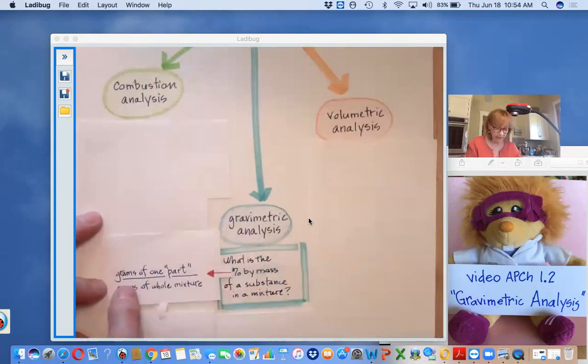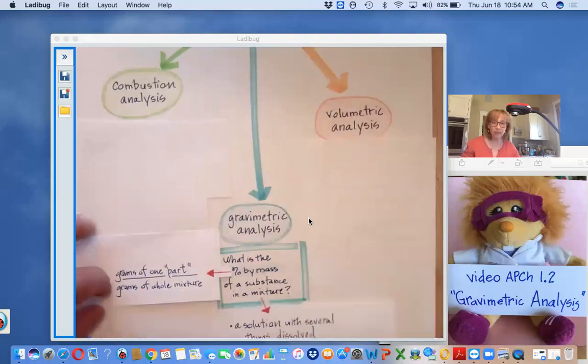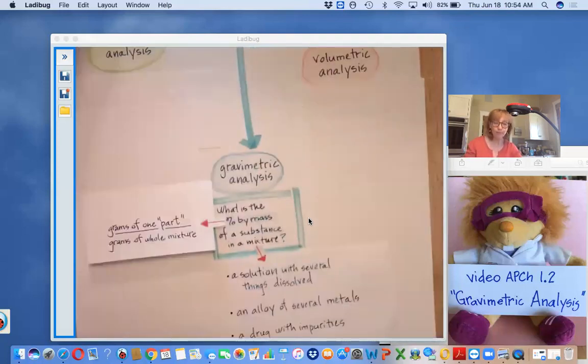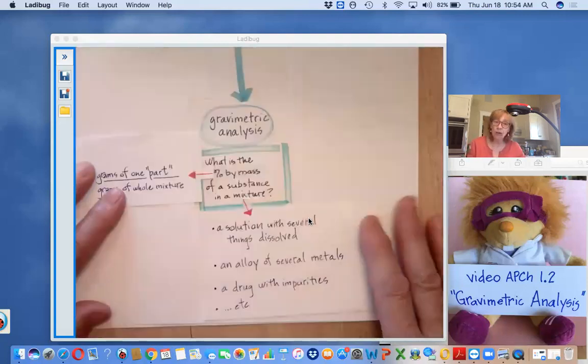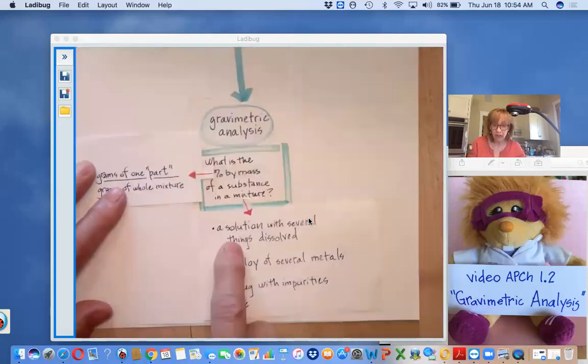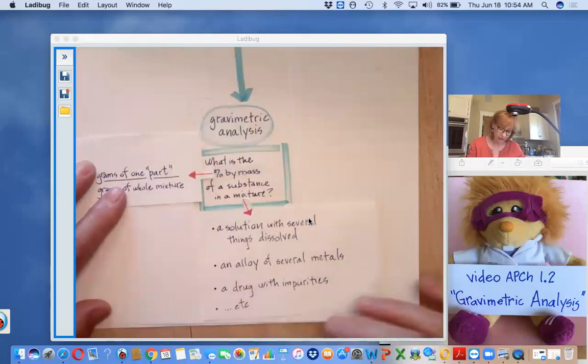We need to know the mass in grams of one part in particular, and then we also need to know the mass in grams of the whole mixture. And when we divide, we get a decimal number, which can then be converted to a percentage. Now, when I talk about a mixture in this type of problem, the mixture can show up in a number of different ways. For instance, we might be looking at a solution with several things dissolved in it.